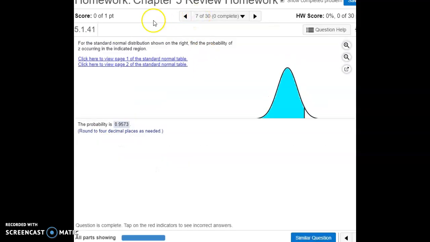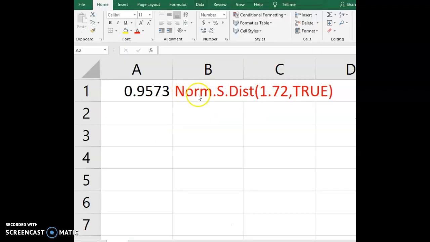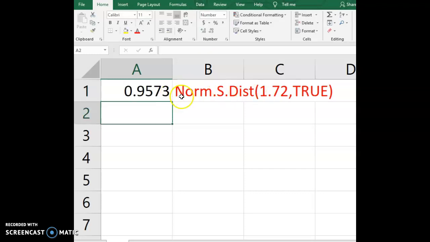For number 7, we are told we have the standard normal distribution, and we're going to find the probability of being at a certain z-score or even further to the left. And this is just like finding the area from a z-score or even further to the left. We're going to use the formula equals norm.s.dist. Since we have the standard normal distribution, type in that z-score, comma, true, and it gives us the probability of being at that z-score or further to the left.